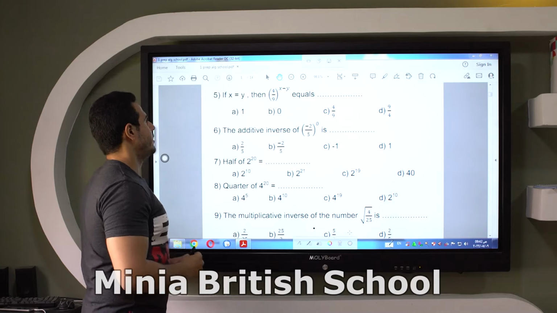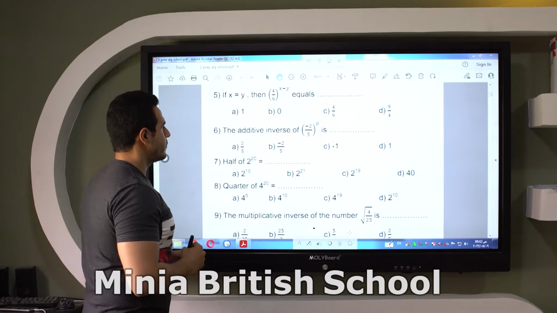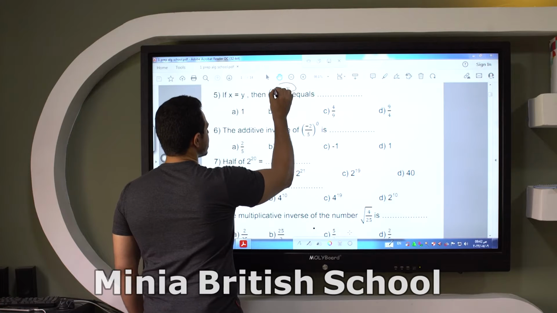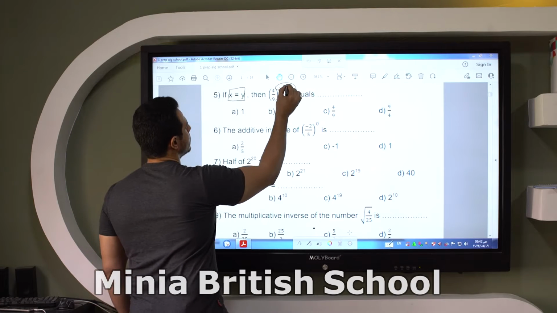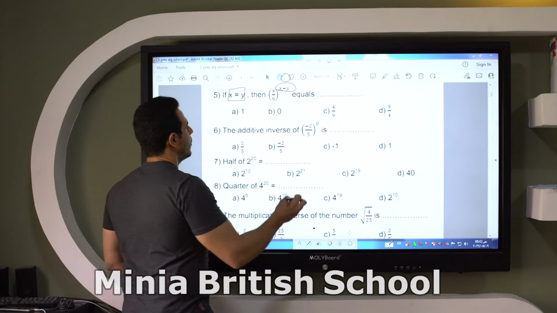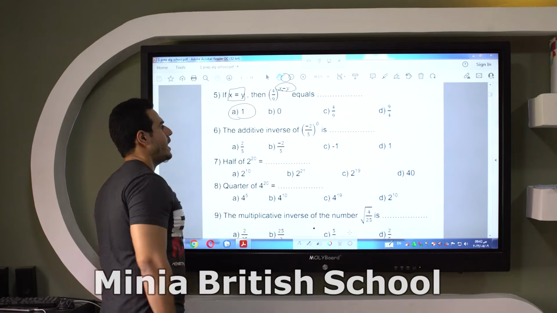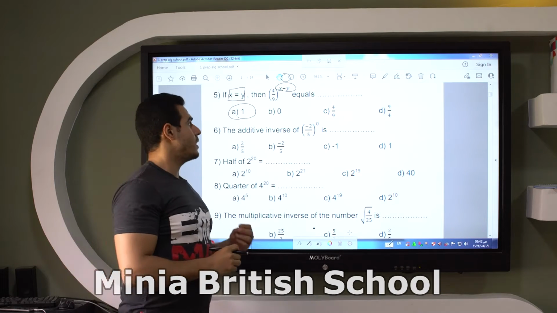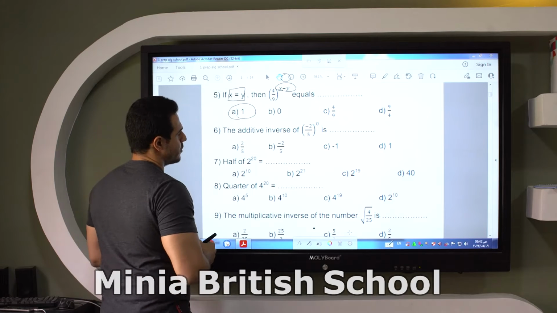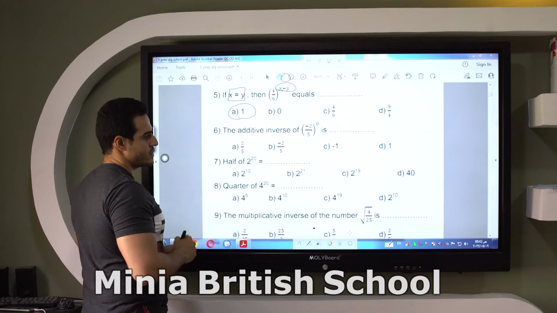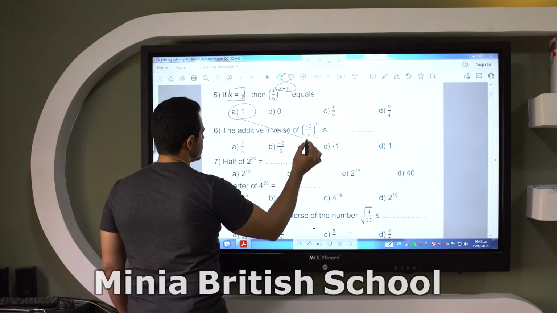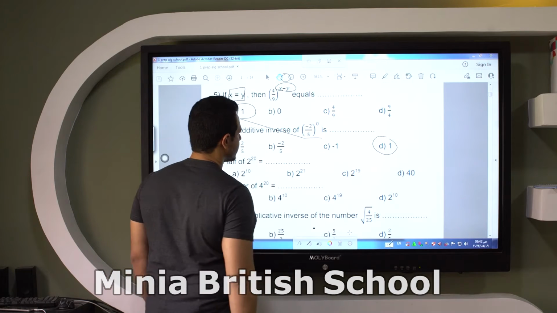Now, number 5, if x equals y, then (4/9) all power x minus y equals what? x minus y, they are equal, so this is equal to 0. (4/9) power 0 equals 1. Any number power 0 equals 1 except 0. Okay? The additive inverse of (negative 2/5) all power 0. This is the same idea. So this number power 0 also equals 1.